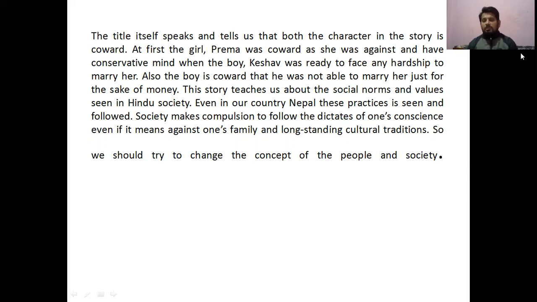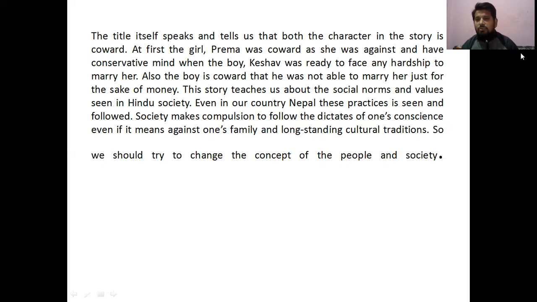So here, this story Coward by Premchand shows the caste system. Due to the caste, Brahman and Baniya, the characters Prema and Kesav did not get married, and ultimately Prema kills herself. So in this way, there is a tragic scene of Prema's death in the story due to the caste system.